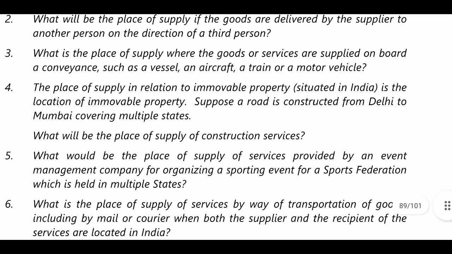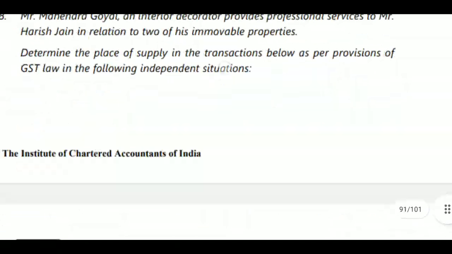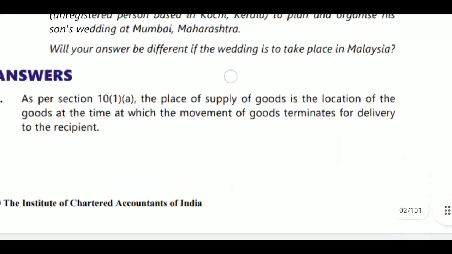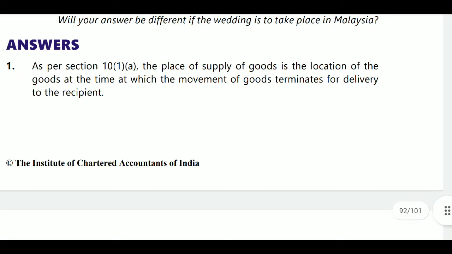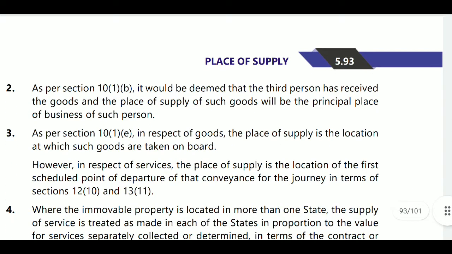Next, we will see the 3 answers. First question: as per section 10(1)(a), the place of supply of goods is the location of the goods at the time at which the movement of goods terminates for delivery to the recipient, that is, the delivery point will be the taxable place of supply. Second question: as per section 10(1)(b), it would be deemed that the third person has received the goods, and the place of supply of the goods will be the principal place of business of such person.